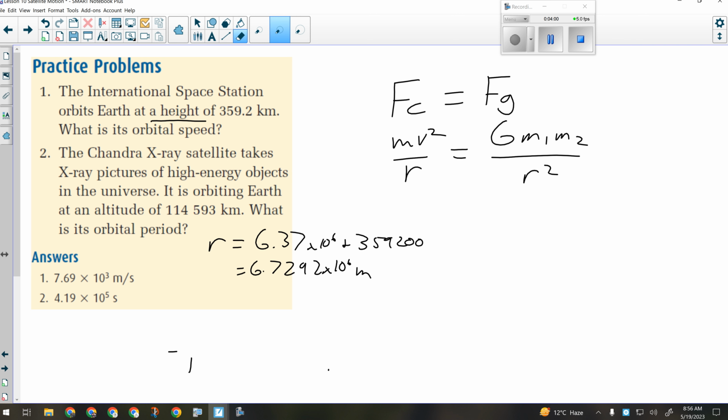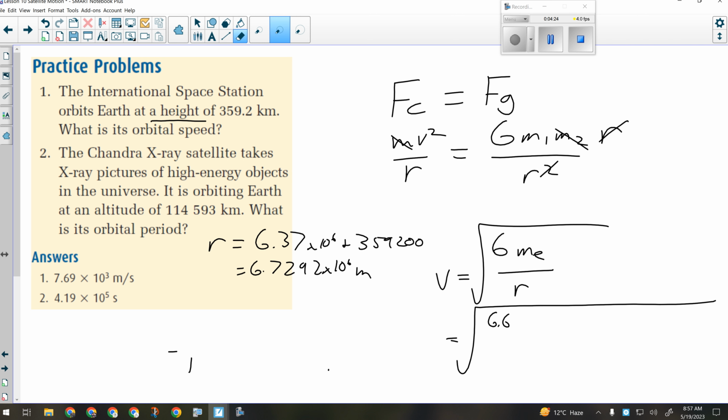In order to do that manipulation, I'm going to multiply both sides by r. When I do that, the squared is going to cancel. The mass of the satellite is going to cancel. And then I'm going to square root. So I will have v equals the square root of big G times what mass? Earth's mass, over r. So when we plug in our numbers, that's going to be 6.67 times 10 to the minus 11 times 5.98 times 10 to the 24 divided by 6.7292 times 10 to the 6.